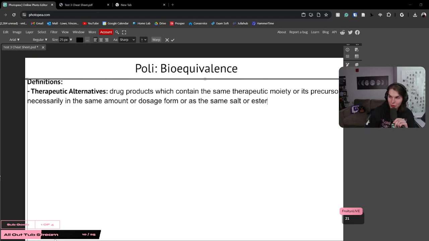Also, if you guys are new here, right now we're making a cheat sheet for a pharmaceutical sciences exam so you guys can learn some drugs, because we love drugs here. I'm a PhD student in pharmaceutical sciences and I have a test tomorrow, so I decided, yeah.